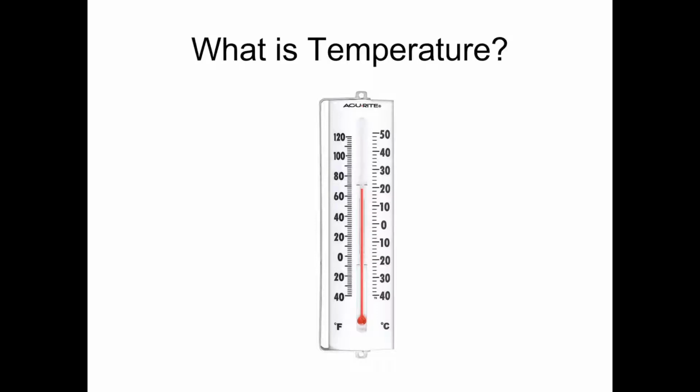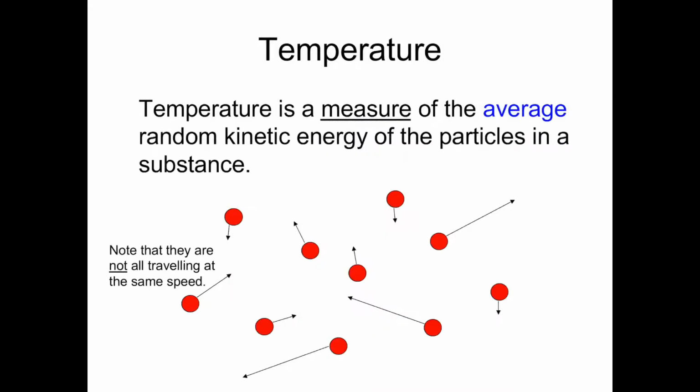Next up, what is temperature? We've all used thermometers before, but what is it? Temperature is a measure of the average random kinetic energy of the particles in a substance. There's a big blue word there, average. That is very important for the simple reason that it's an average reading. First of all, that average implies that not every particle is going to be traveling at the exact same speed. We know that particles are colliding with each other, and it's pretty chaotic.